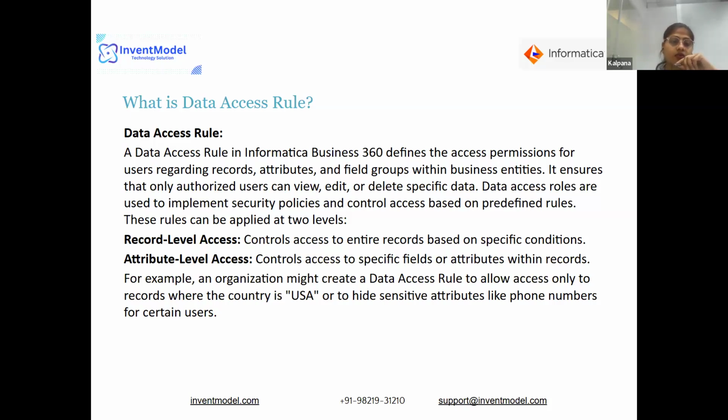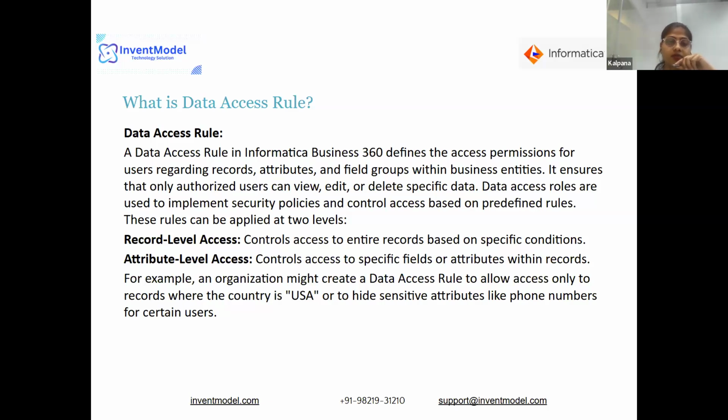Now we move to the second point, which is attribute level access. In that, we can access the data for a specific record, like phone number, name, ID. By definition, it controls access to a specific field or attribute within the records. Specific field means we access the data on a particular, singular kind of data.